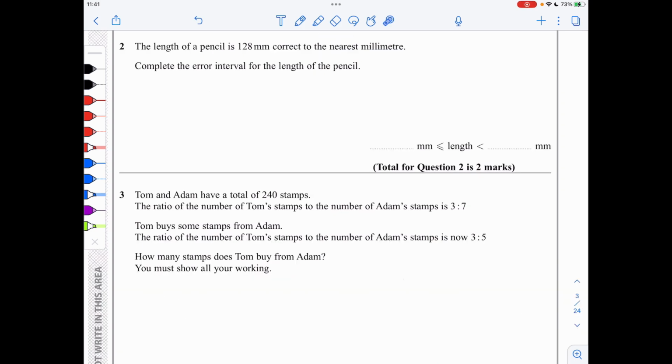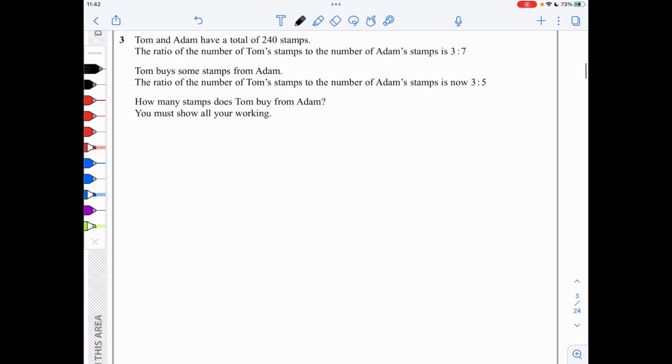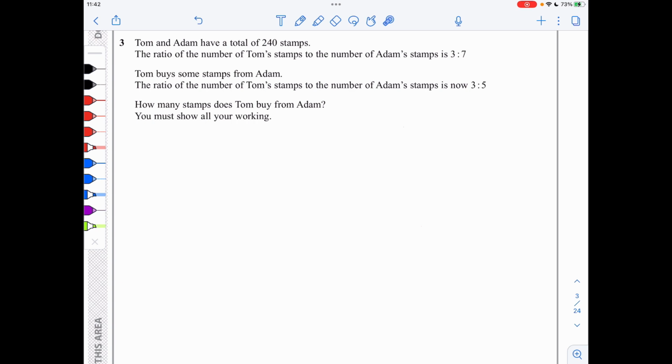In question 2, we've got a length of 128 millimeters correct to the nearest millimeter, and we need to complete the error interval. So we know that we go 128 plus or minus 0.5. So the length of this error interval is exactly 1 millimeter, plus a half up to minus a half, and therefore it goes from 127.5 up to 128.5.